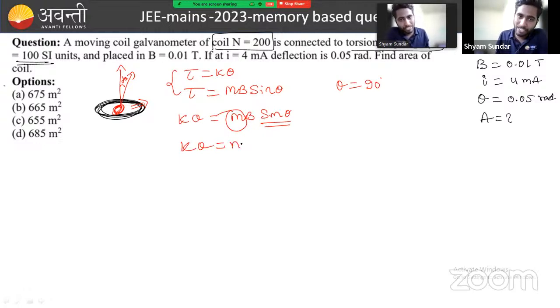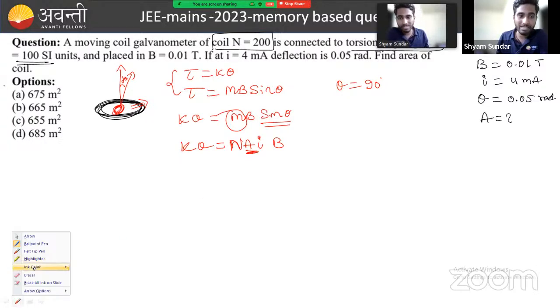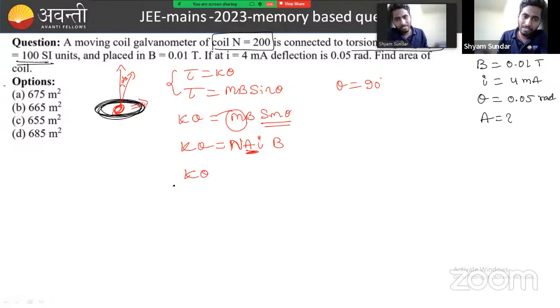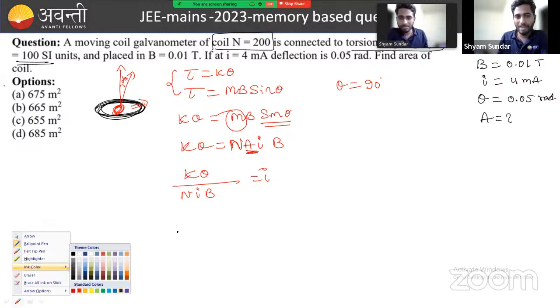Hence k theta is equal to m, this is the magnetic dipole moment. The value of the magnetic dipole moment is NIA, into B. Now they are asking about area, right? If I want to calculate area, take everything to the left hand side. Then k theta divided by NIB is equal to A.